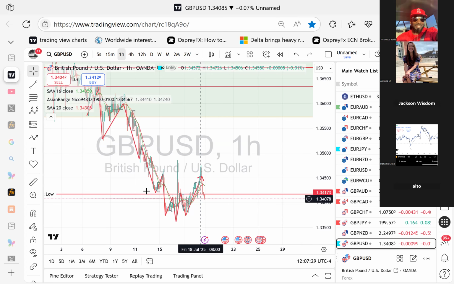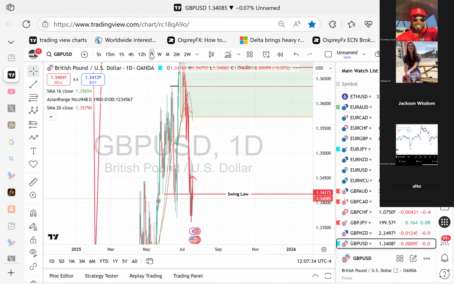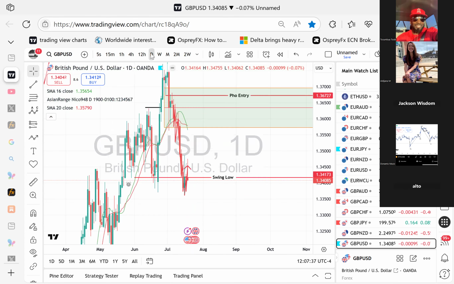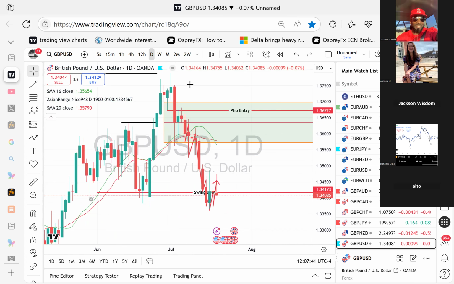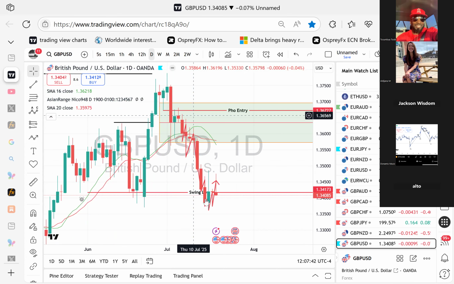If it broke what? This line right here? Let's go back to the daily. I mean the previous high on the daily right there. You see right there, that swing low. If it broke that, wouldn't it continue on the down? It is going to continue down.